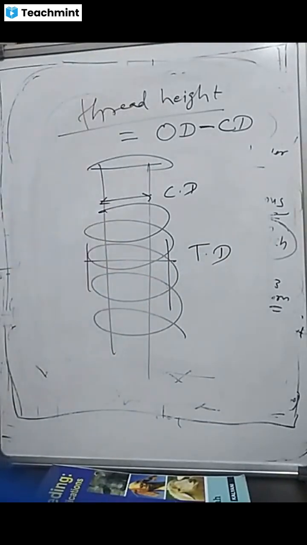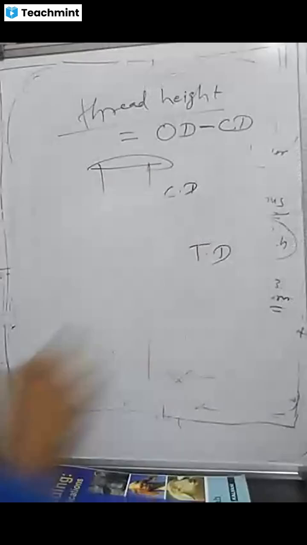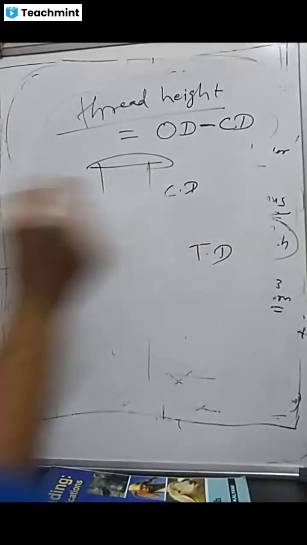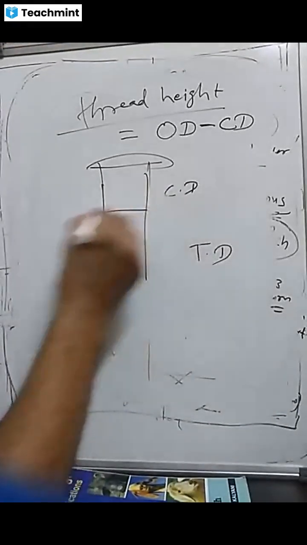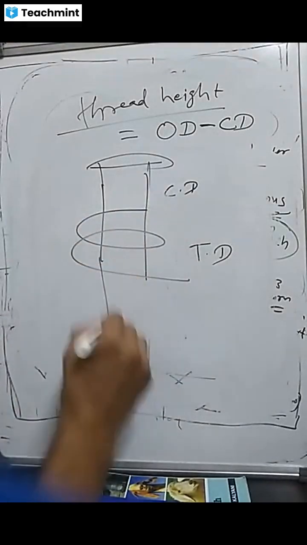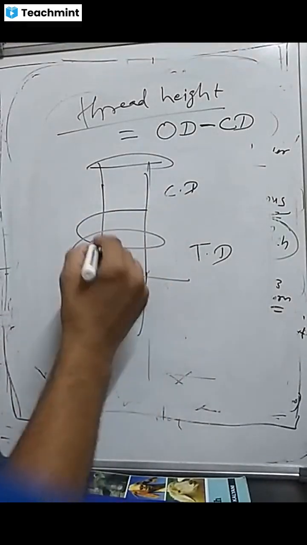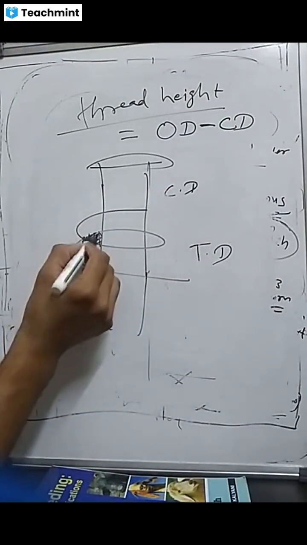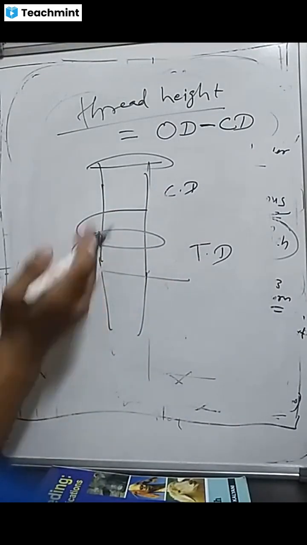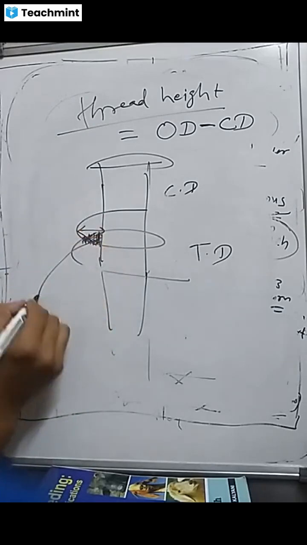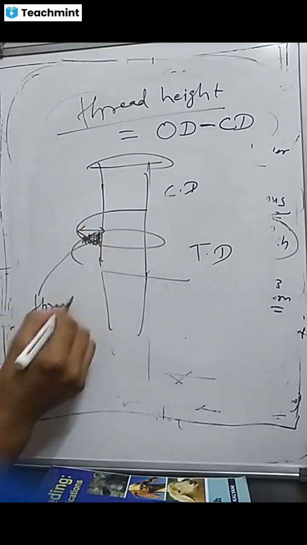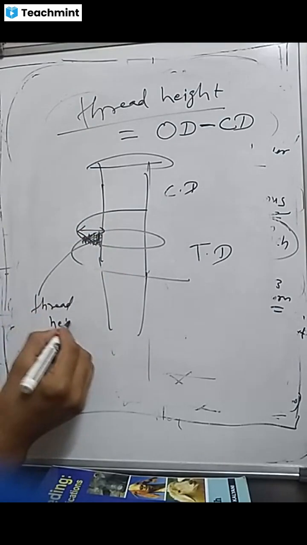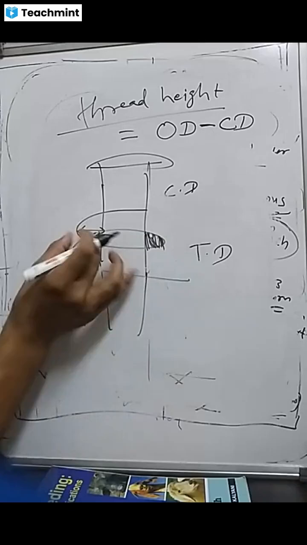So what does it mean? It means this part, this height, is known as your thread height. The part which is just outside the core is known as the thread height.